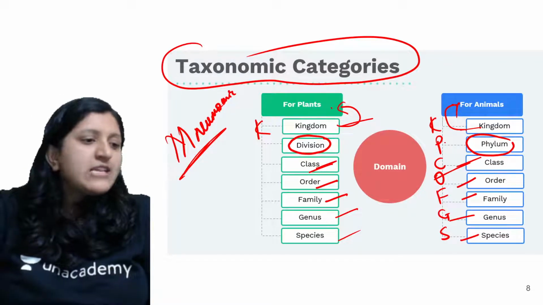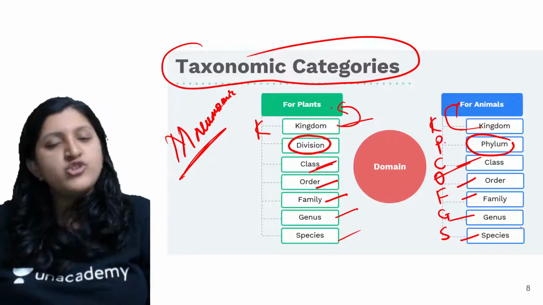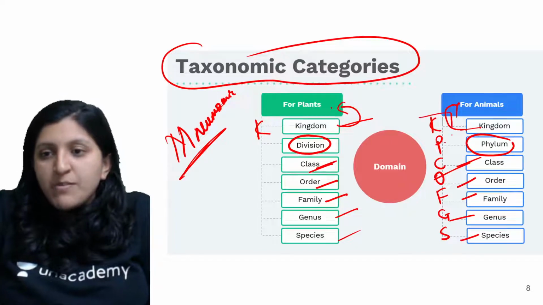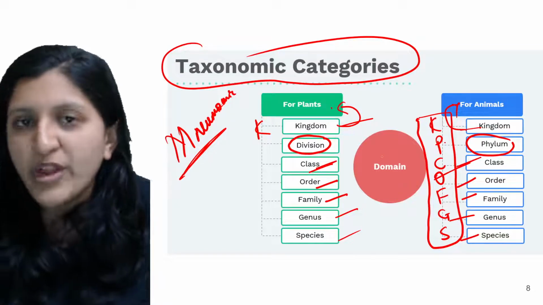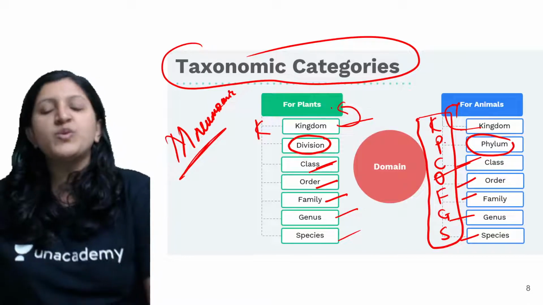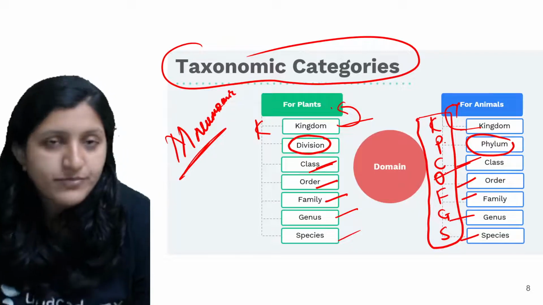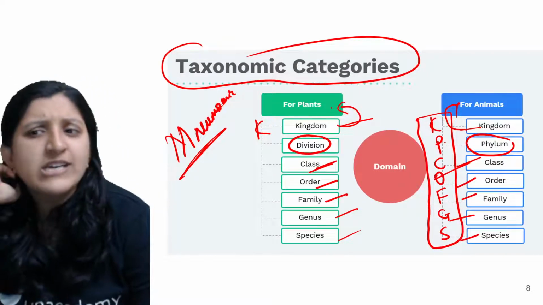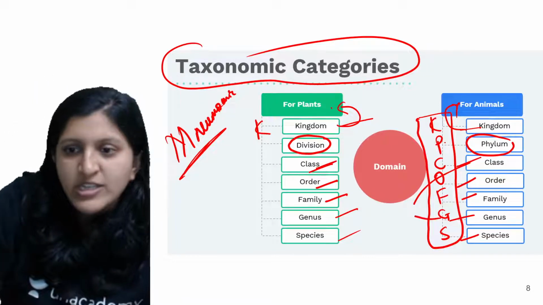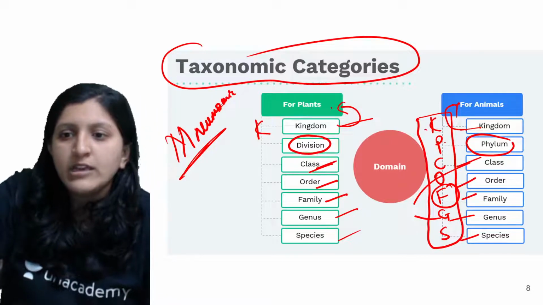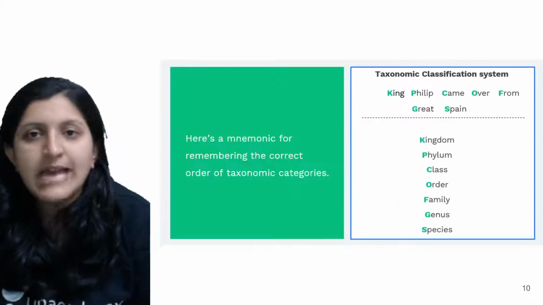K is for king, so that is kingdom, phylum, class, order, family, genus and species. If you remember this statement, King Philip came over from Great Spain, you can remember the order. They can ask questions like what comes between the order and the genus. Family is there. Between the kingdom and class, phylum is there. So they can ask what comes between two taxonomic categories.